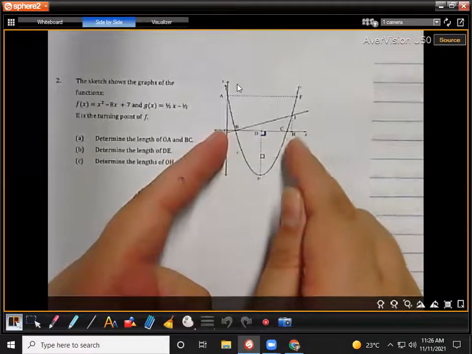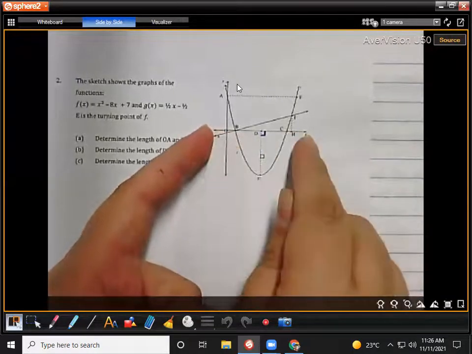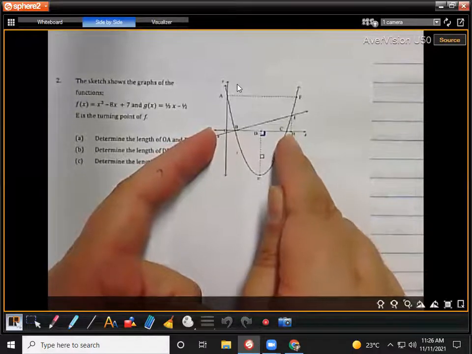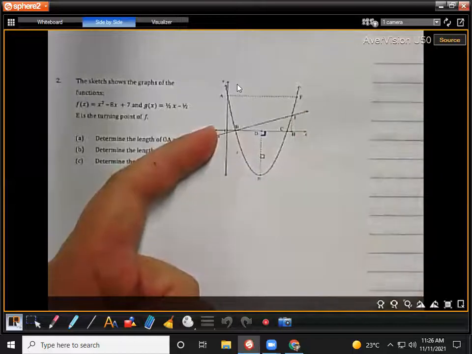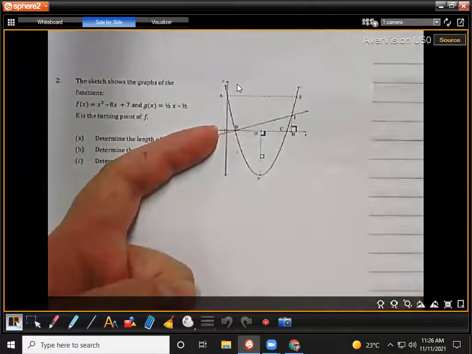Do we agree that I need the X value of H if I want to find this length? Because it's going from 0 to whatever that X value is. Okay, so somehow I need to find the X value of H. What are they showing us here? They actually should have put this in as well. Sorry, just add that there.